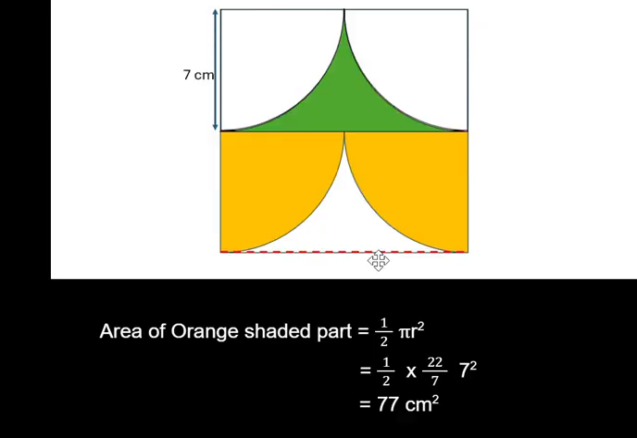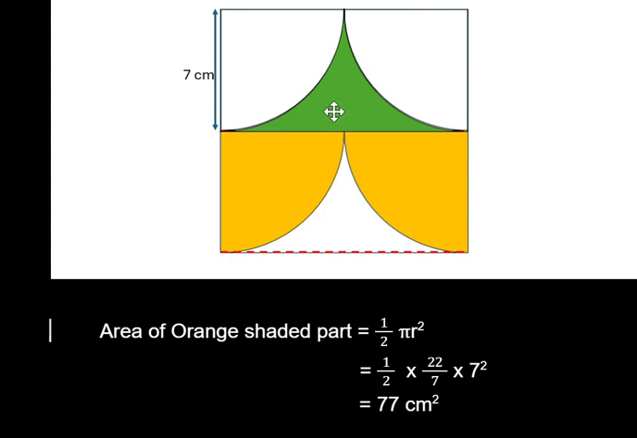The area of the orange part is half pi r squared. Why half? Because it's half a circle. Quarter plus quarter is half. So it's half times 22 over 7, times 7 squared. So it's 77 centimeter square. So it's these two orange parts.